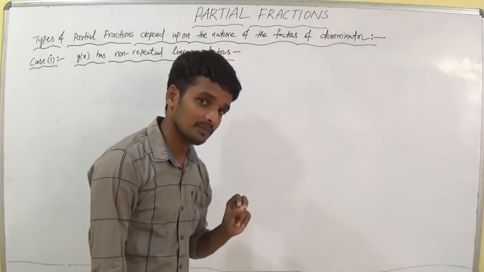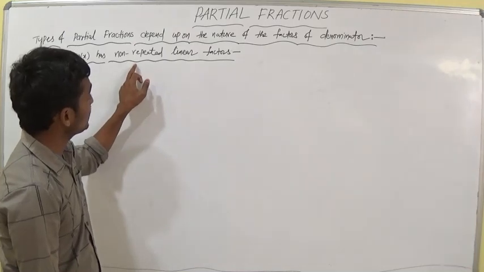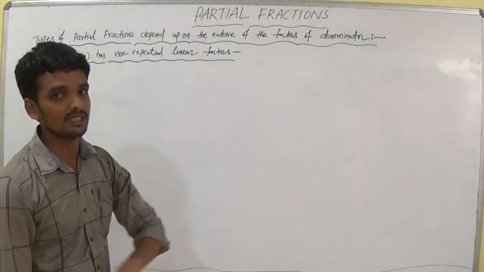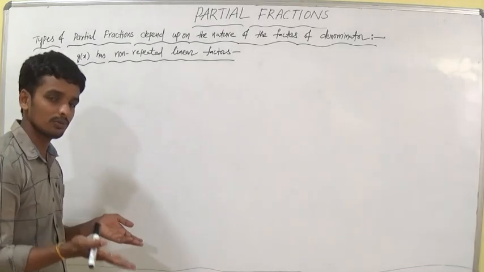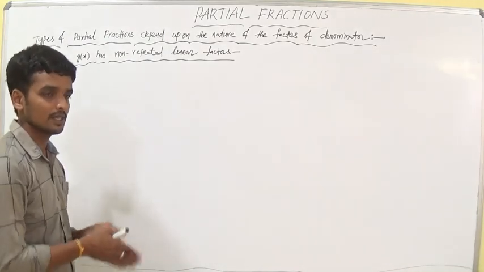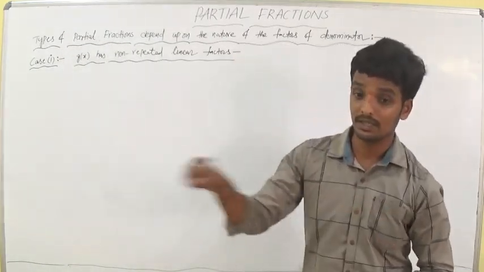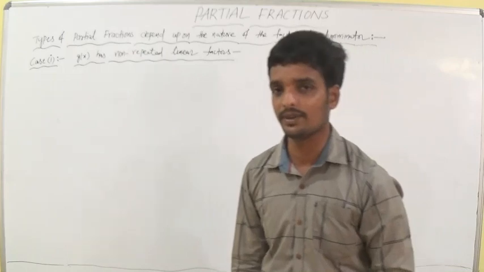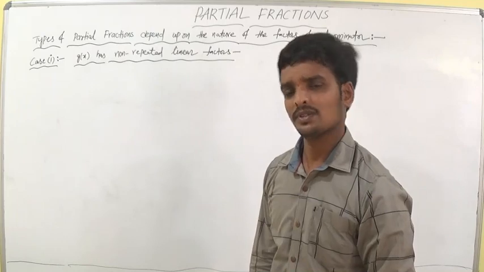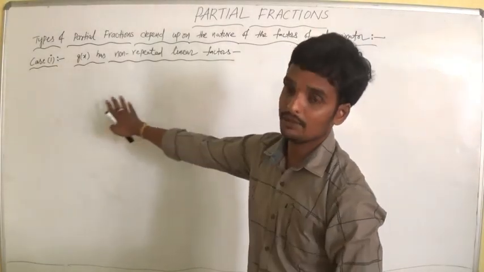What is the second case? G of x has repeated linear factors. The linear factors are repeating. That means (x minus 1) whole to the power of 6. That means x minus 1 into x minus 1 into x minus 1, 6 times. That is all repeating. The same factor x minus 1 is repeating 6 times. Here, non-repeating. These are the linear factors, either 2 or 3 or 4, but those are not repeating.